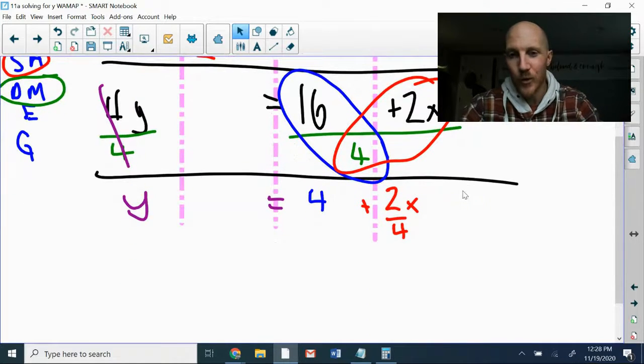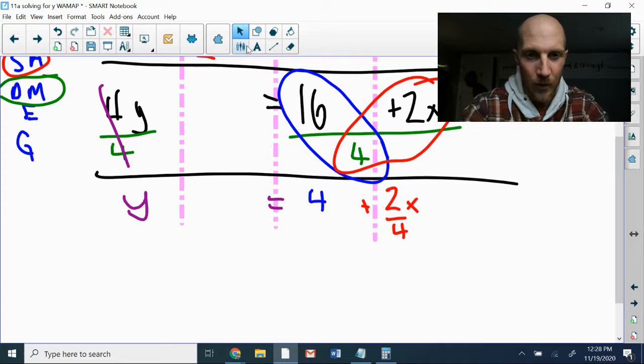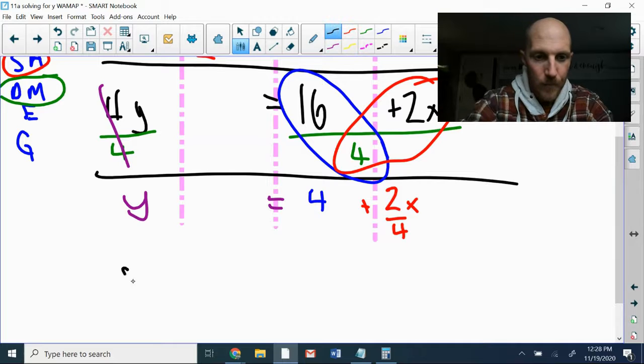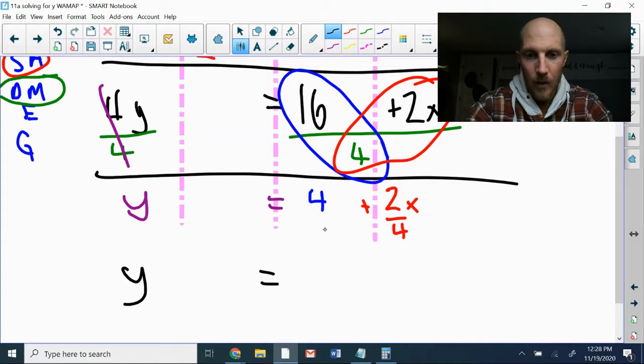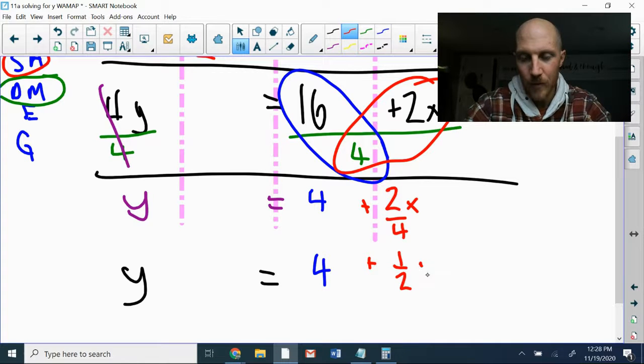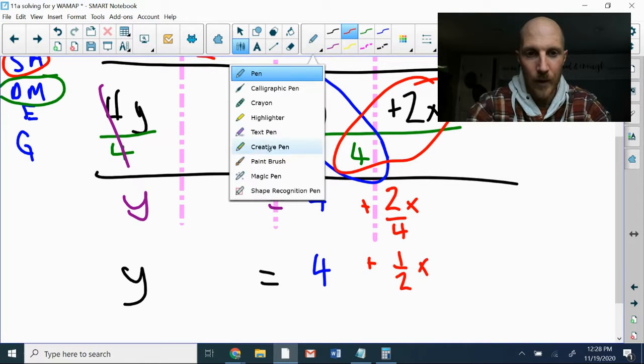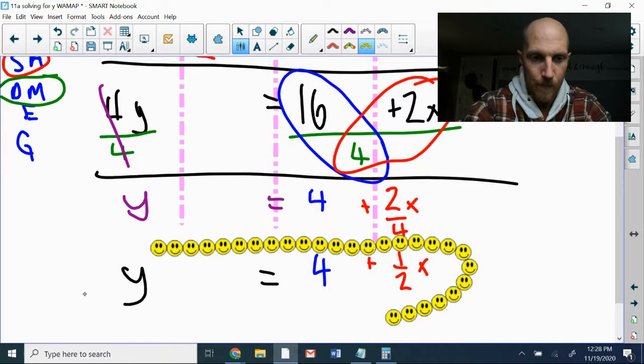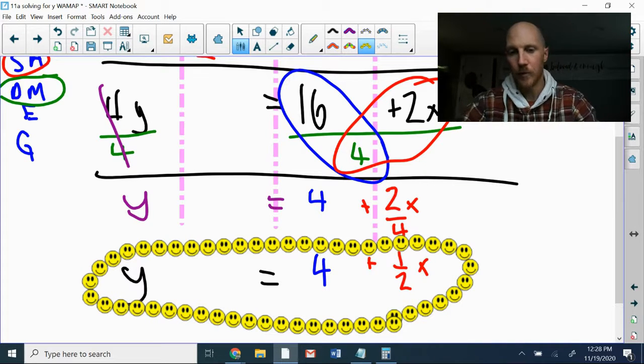And then we got to reduce this fraction. It's like an unwritten rule of algebra, all of math, really. Anytime you've got a fraction and you can reduce it, you got to reduce it. So 2/4 reduces to 1/2. And there's my final answer. y equals 4 plus 1/2 x.